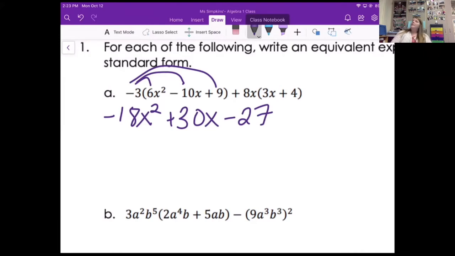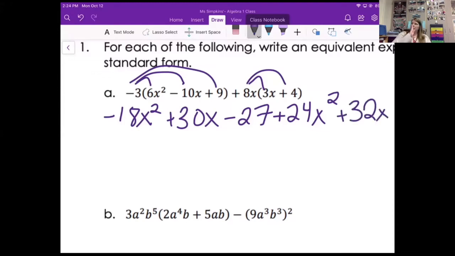And then for our second set of parentheses, we want to distribute 8x. 8x times 3x is 24x squared. Remember, 1 plus 1 would give us x squared. And then 8x times 4 would be plus 32x. Good. If you're getting that step right, that is amazing. It's just the combining like terms part that you need to fix if you're having integer issues.